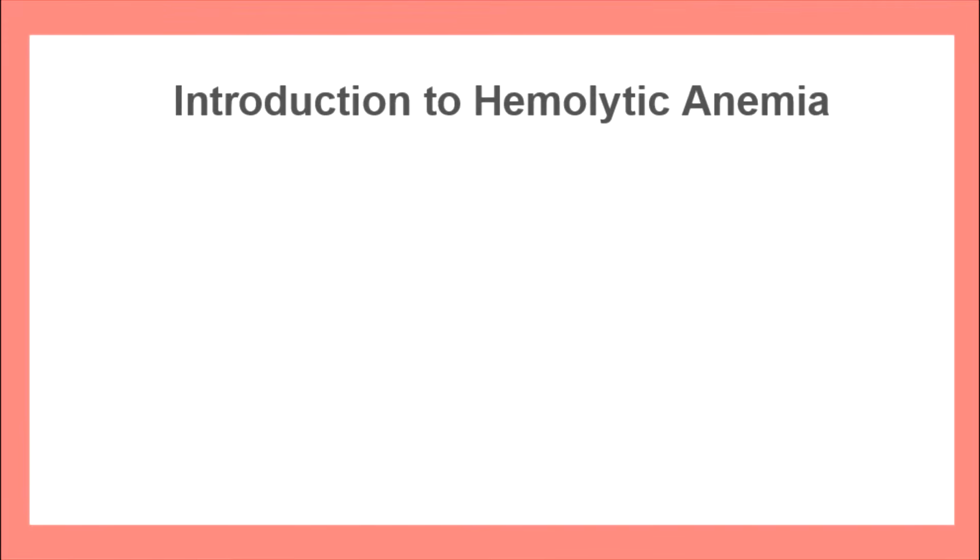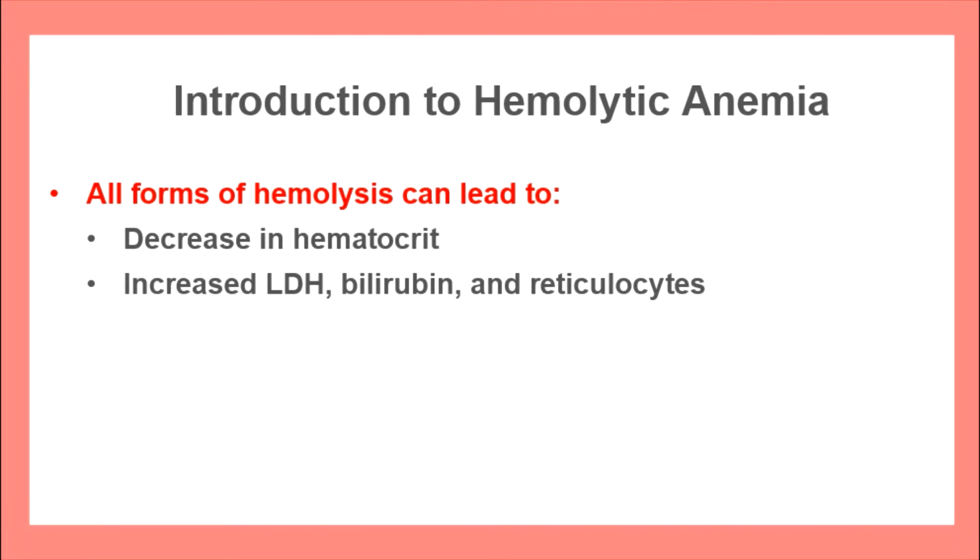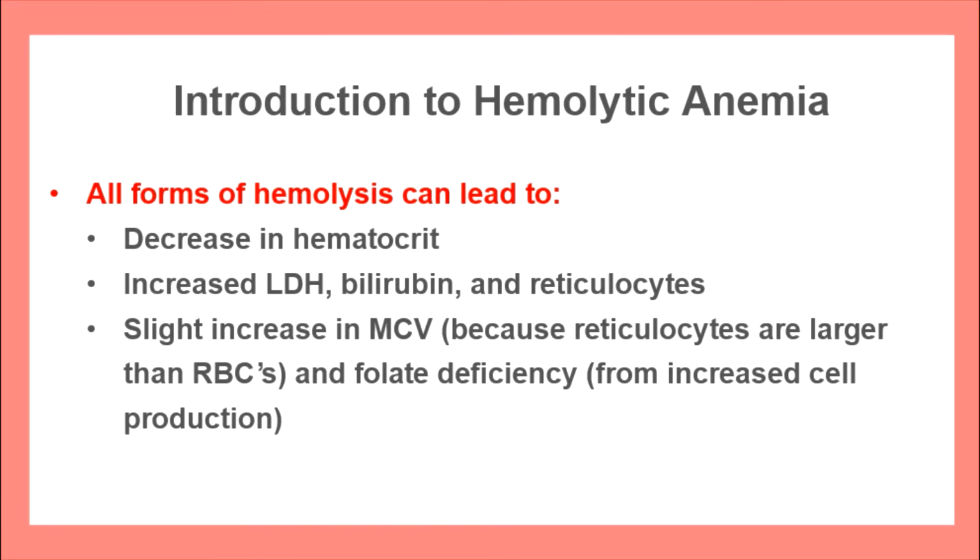All right, before the next question, let's just introduce hemolytic anemia. So all forms of hemolysis can lead to decrease in hematocrit, increased LDH, bilirubin, and reticulocytes, and slight increase in MCV because the reticulocytes are larger than red blood cells, and folate deficiency from the increased turnover. With this introduction, let's begin the next question.